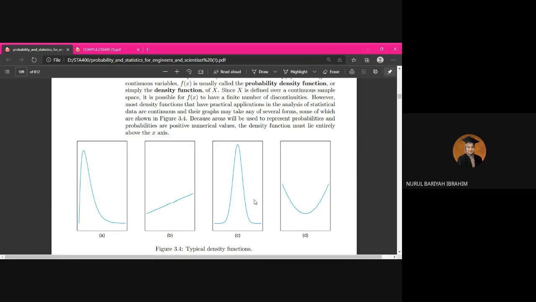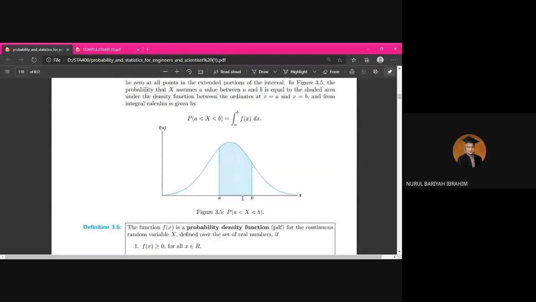When the PDF for continuous is involved, we have different types of graph. Inilah contoh-contohnya untuk continuous. Kan sebelum ni dah tengok untuk discrete macam mana kita nak plot the graph, and untuk continuous it depends on the function itself, whether function tu quadratic ke straight line and so on. Okay, it depends.